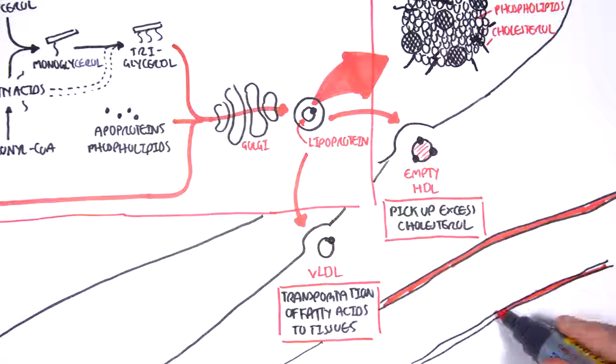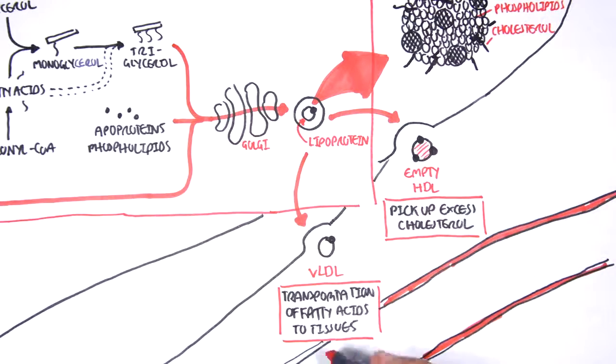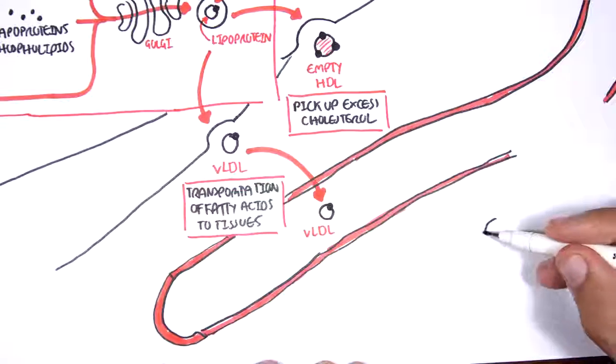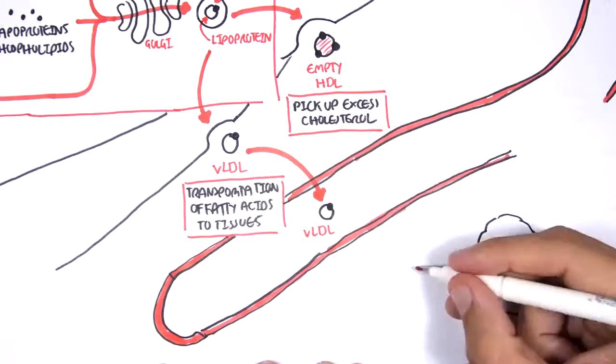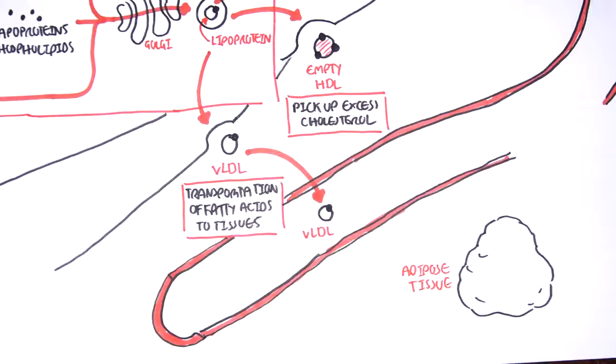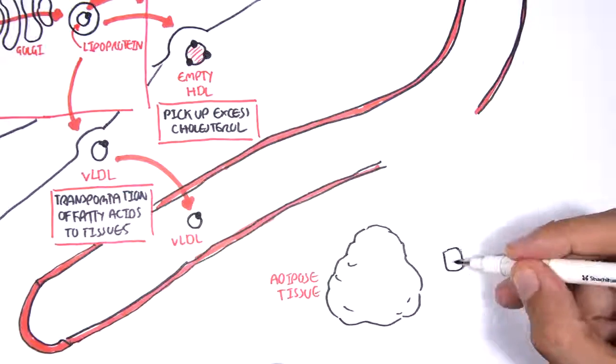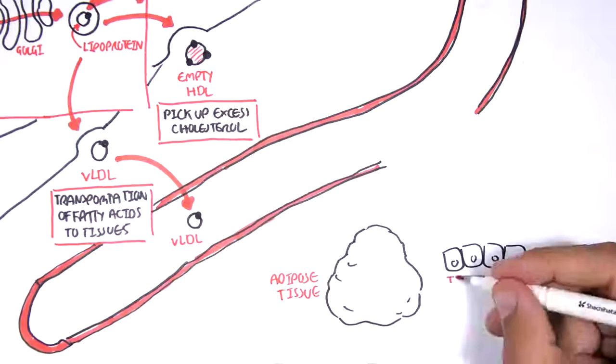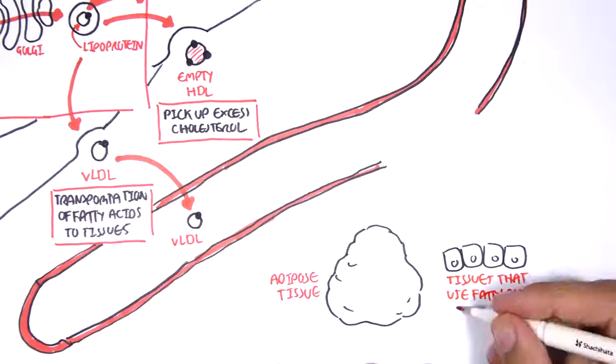Remember that VLDL and empty HDL have different lipid concentration or composition. They are completely different. VLDL has a lot more lipids, especially triglycerides, because VLDL will go into the blood and transport these triglycerides to body tissues that need it for energy or for storage. There is adipose tissue that stores fat, and there are tissues that use fatty acids for energy.